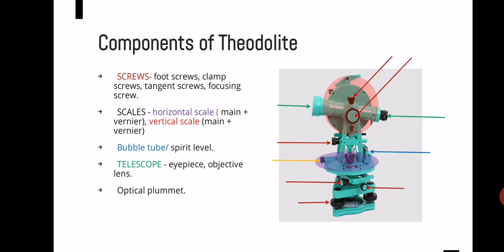After that, we have scales. In theodolite, as we have discussed the movement patterns, there are two scales, horizontal scale and vertical scale. Here in the picture, horizontal scale is denoted by a purple circle and a vertical scale is denoted by a red circle. Both of them consist of a main part of the scale and the vernier part of the scale.